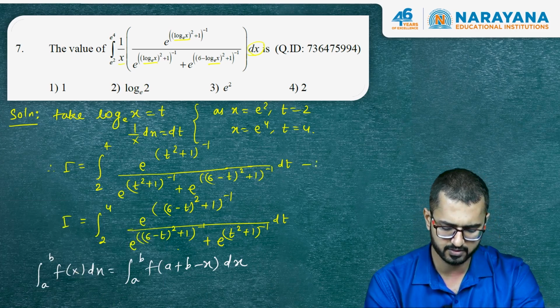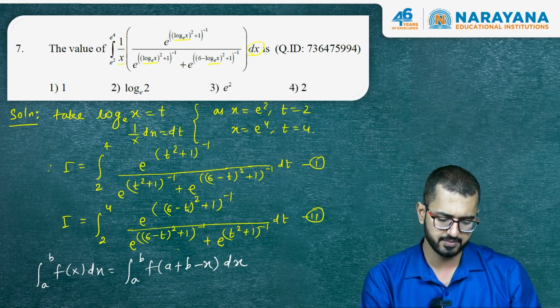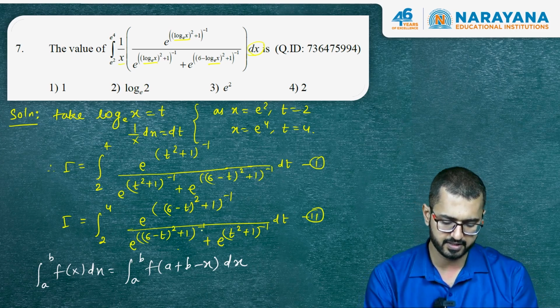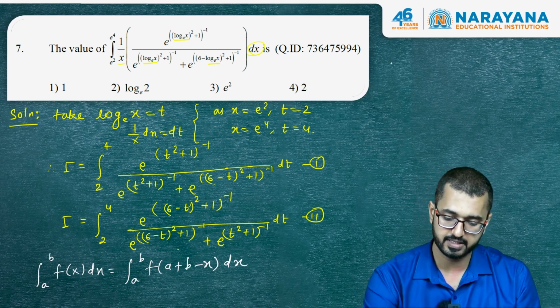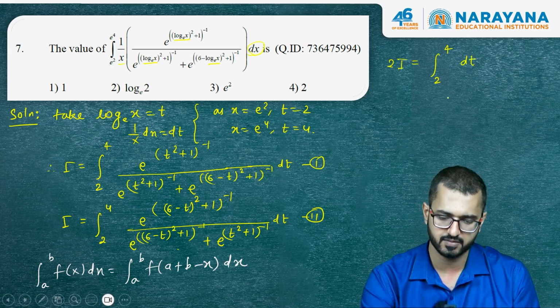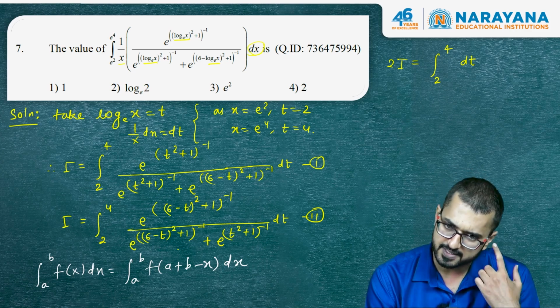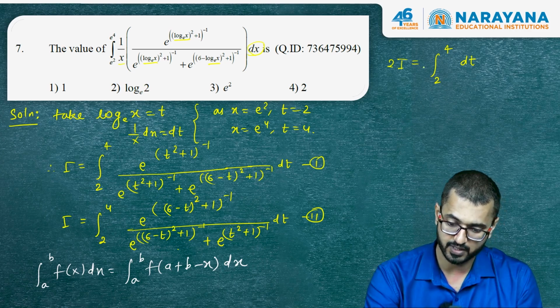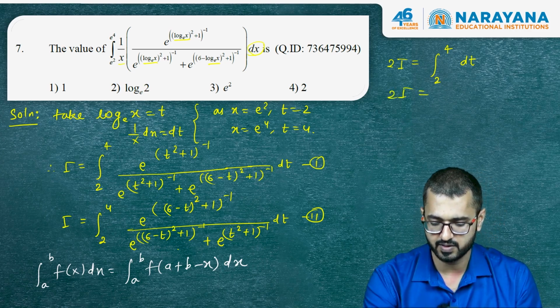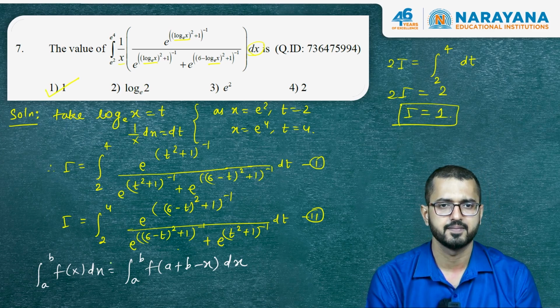Now we're going to add both the equations 1 and 2. Adding 1 and 2, you can see here the denominator is same, so numerators can be added, and the moment I add the numerators, this entire thing gets cancelled. That means all I have is the integral from 2 to 4 of just dt, since the denominators are same and the numerators are added and cancelled. So 2I is equal to the integral from 2 to 4 of dt, that means 2I is equal to 2, so this makes your I equal to 1. That makes our option 1 correct.